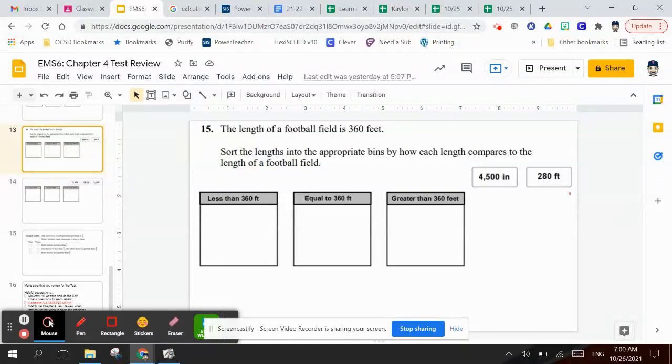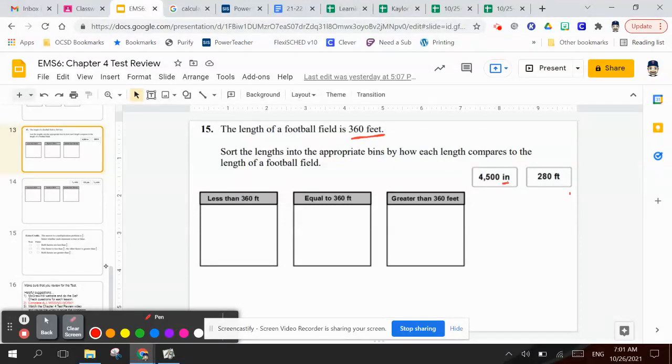So my next thought is that I need to use conversions. When I look at number 15, it says the length of a football field is 360 feet. That is what I need to know. Sort the lengths into the appropriate bins by how each length compares to the length of a football field. So we need to go from inches to feet, because this is in inches, so now I want to convert all of that to feet.